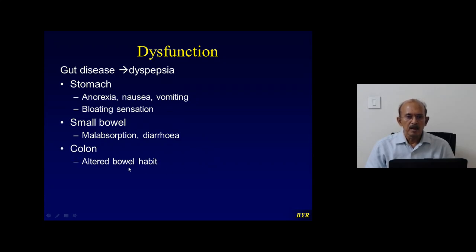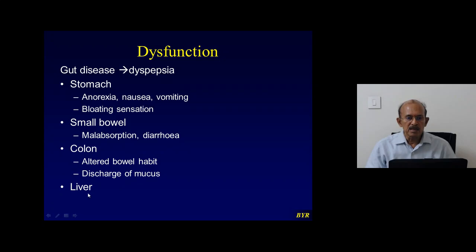Colon: altered bowel habit. That means instead of passing stools once in a day, he will pass thrice or 4 times a day, or he will pass the stools once in 4 or 5 days. So that means he gets either constipation or diarrhea. There may be discharge of mucus.